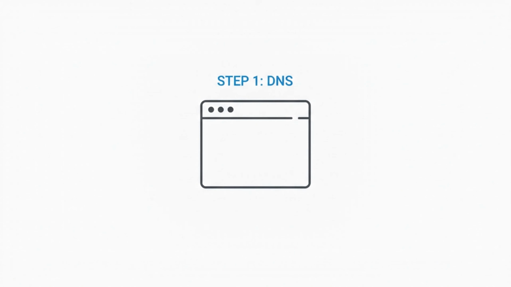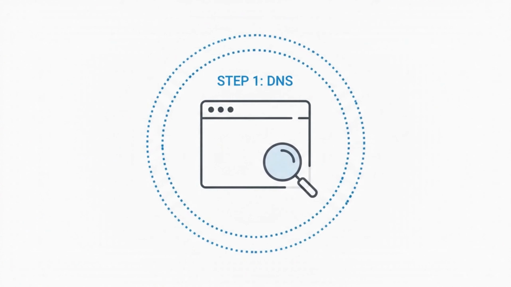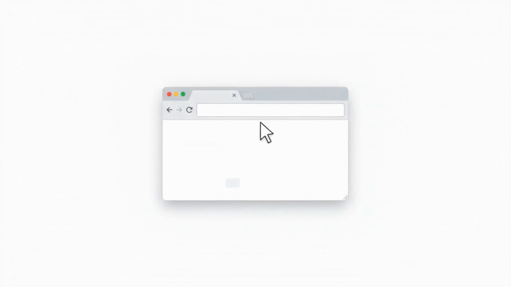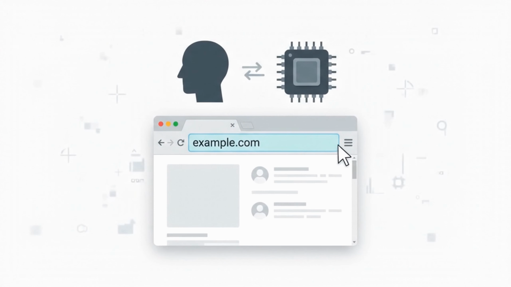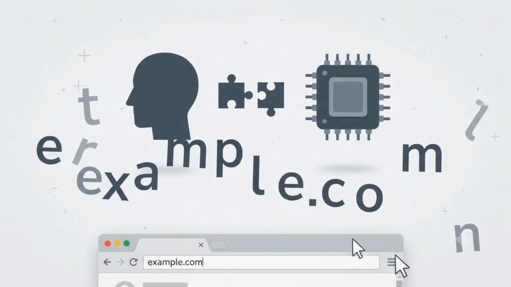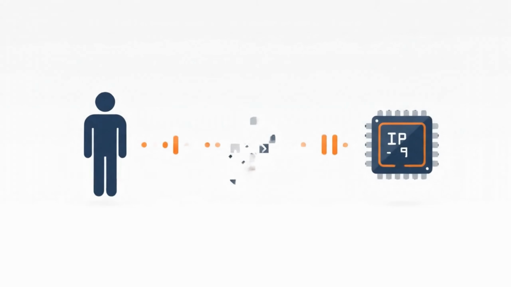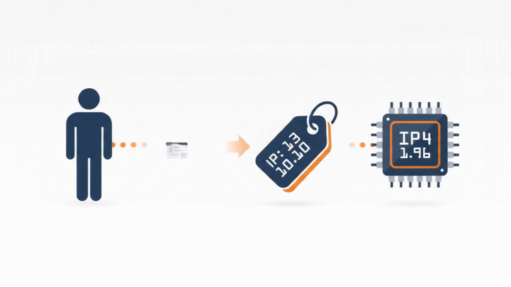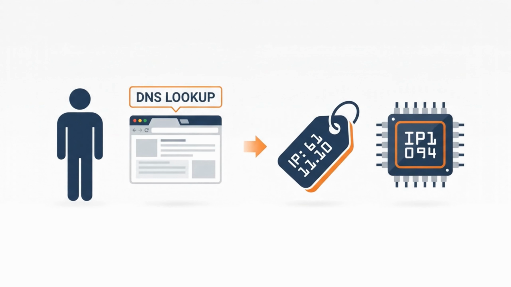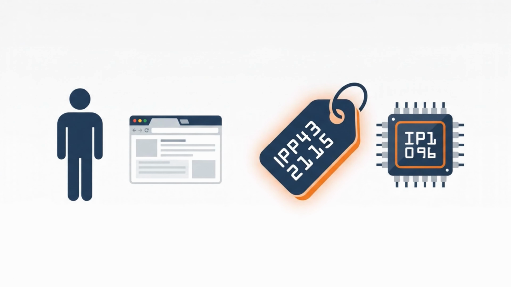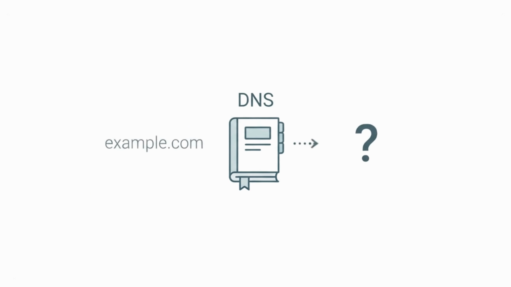So step 1 is DNS. First, the browser needs to find out where the website actually lives. You typed something like www.example.com, but computers don't talk to each other using your host name. They talk using IP addresses. So the browser performs something called a DNS lookup. It converts that host name into an IP address. In simple words, DNS is answering one question: which IP address belongs to this domain?